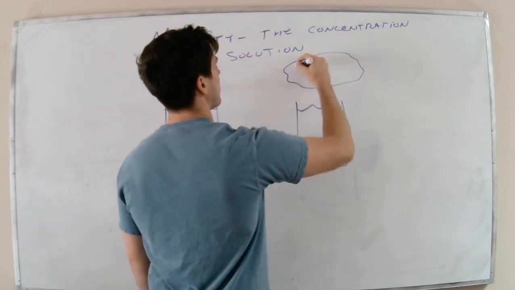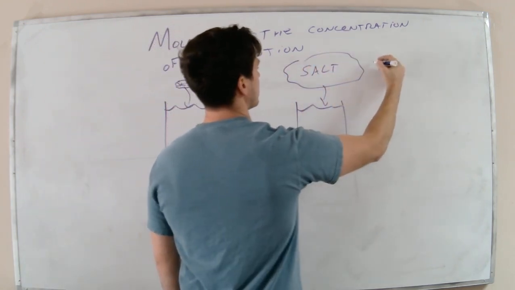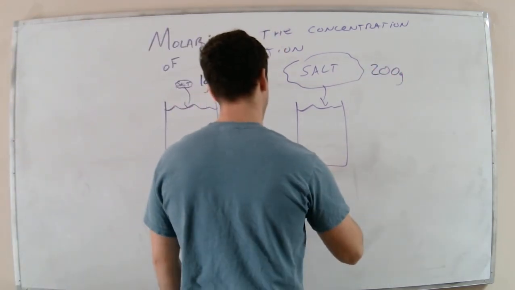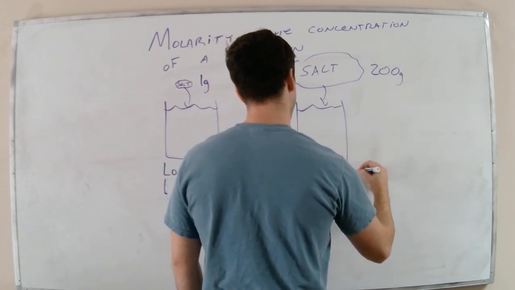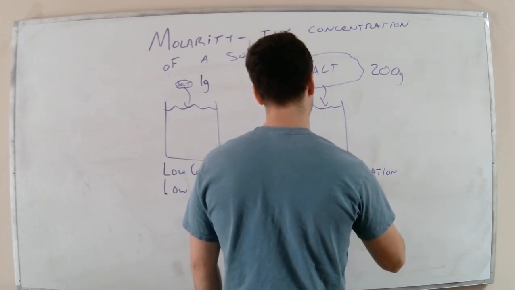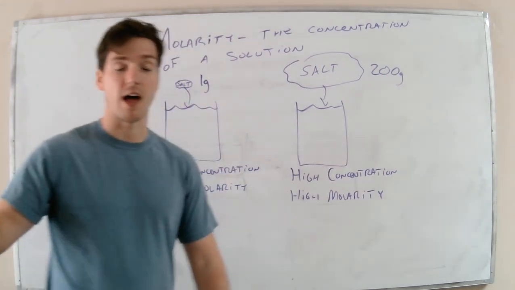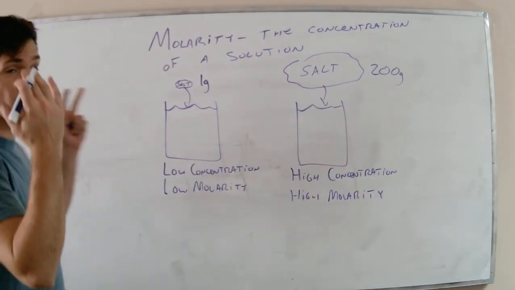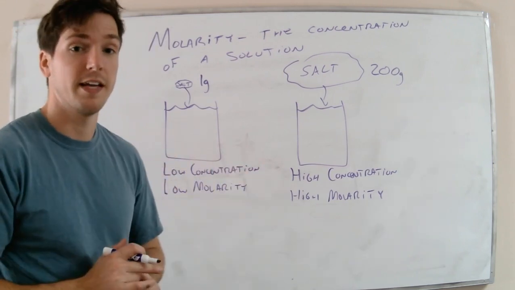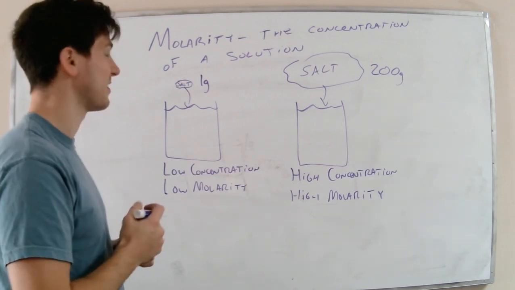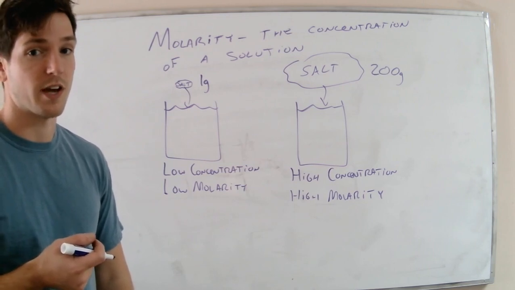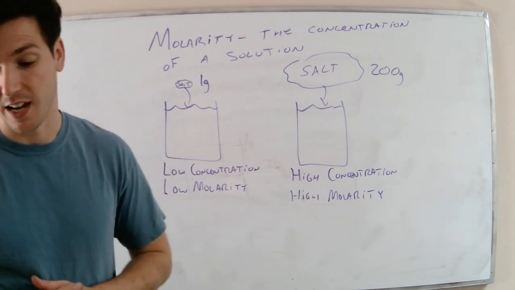But now let's say that I put, I don't know, 200 grams of salt into this beaker of water. This is going to have a high concentration or a high molarity. There's a lot of chemical in there. That's what we're going to be doing a lot with the rest of this year: molarity, high concentration. Something that has a molarity of 5 molar is a really high concentration. If it's got something like 0.01 molar, that's a real low concentration. So when I start saying molarity, you're just thinking concentration.